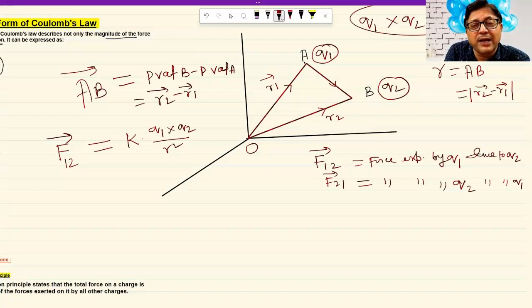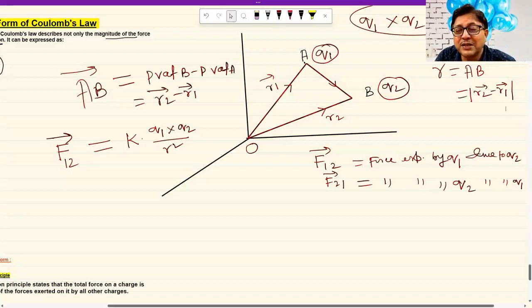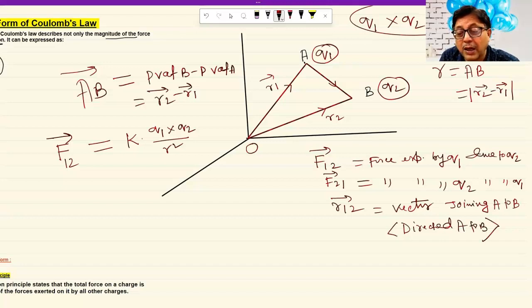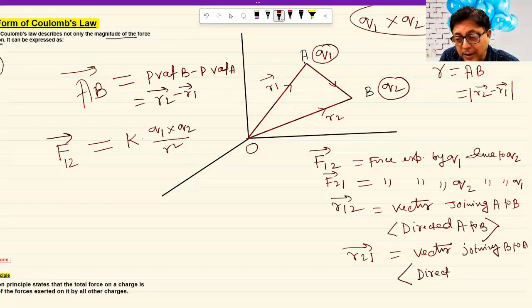So should I write this one as R12 or R21? It is directed from this to this. Force experienced by Q1 due to Q2. R12 vector, what is the direction of R12? R12 vector is the vector joining A to B and directed from A to B. R21 is going to be the vector joining B to A, directed from B to A.